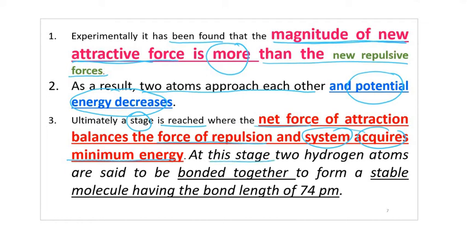When the system is acquiring minimum energy, we can say that stability has been reached. At this stage, the two hydrogen atoms are said to be bonded together to form a stable molecule having a bond length of 74 picometer, which has been determined experimentally.